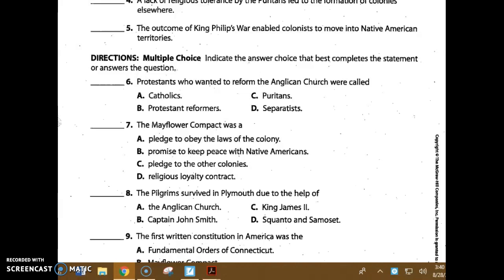Number 7. The Mayflower Compact was what? Was it A. a pledge to obey the laws of the colony, B. a promise to keep peace with Native Americans, C. a pledge to the other colonies, or D. a religious loyalty contract?